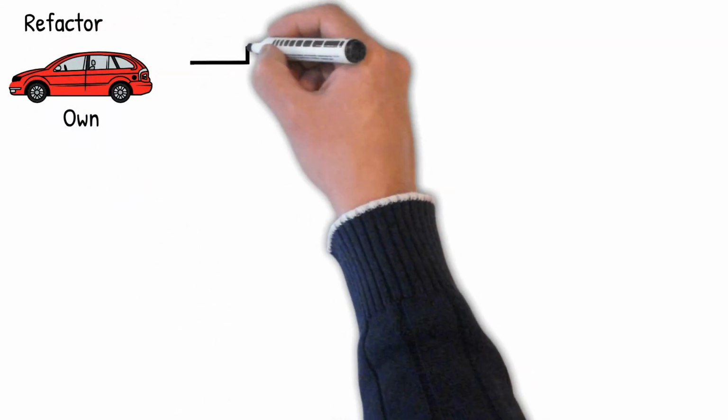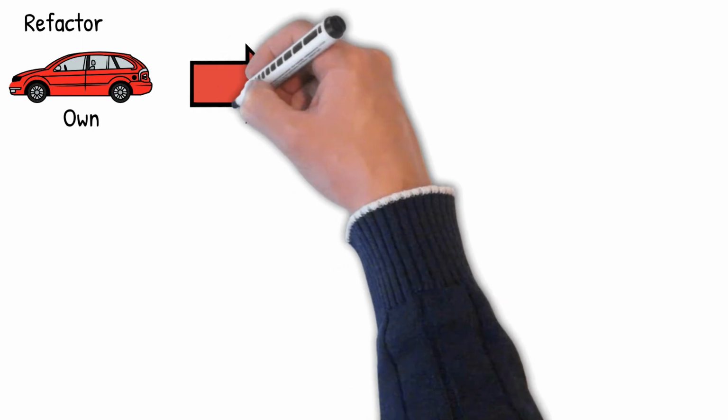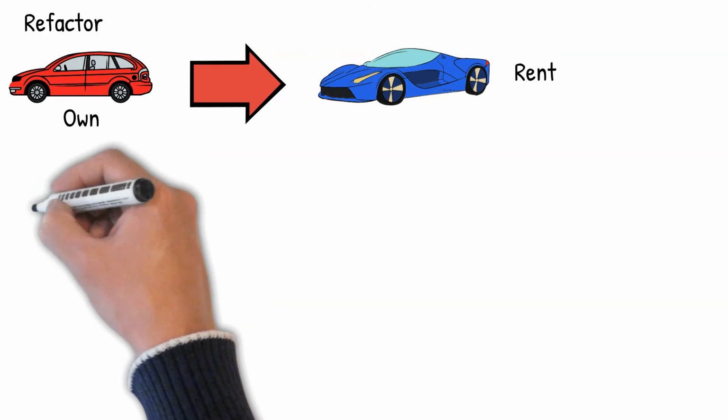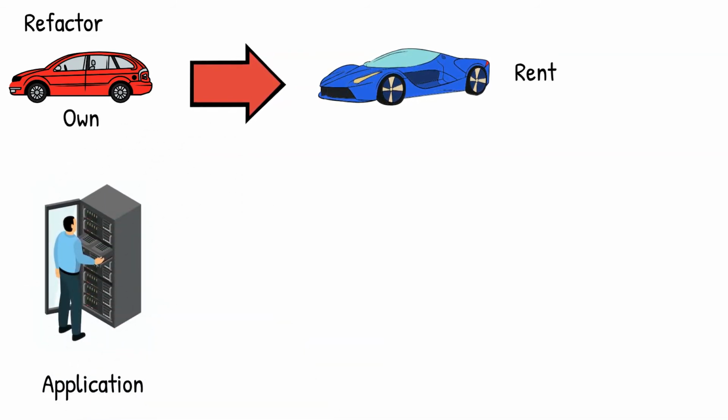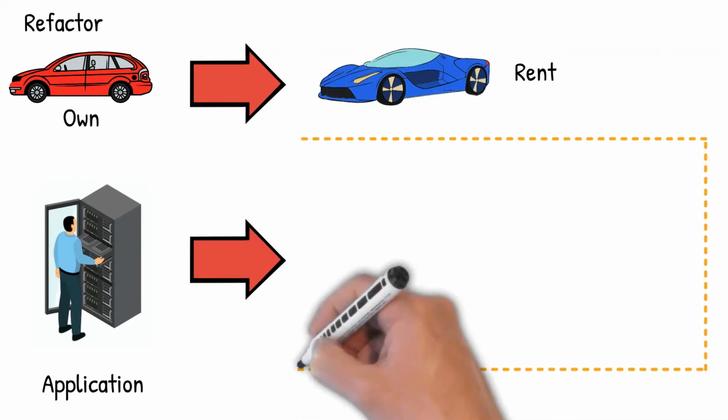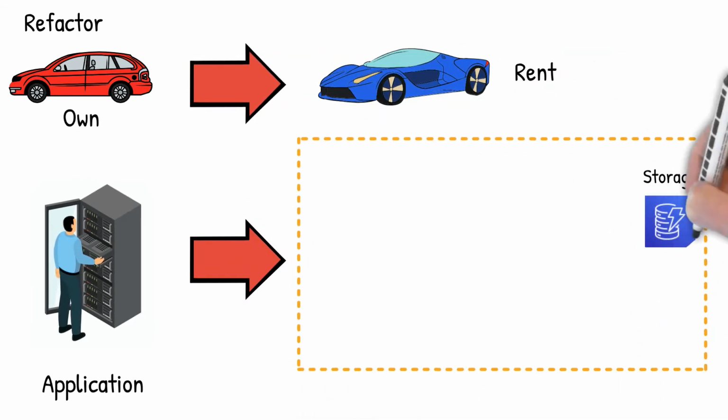The next one is refactor. Now, what if you own a car that runs well? However, you have developed a taste for a sports car, but you can't afford it. You can rent the vehicle and pay for only when you drive it. Refactor is the most involved strategy of all. In this strategy, you re-architect the application to take advantage of cloud-native services.